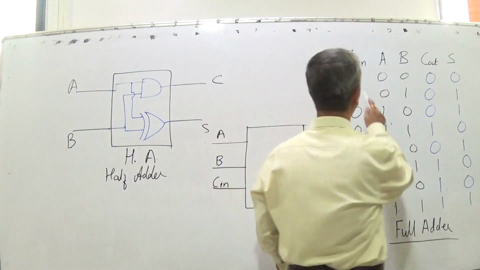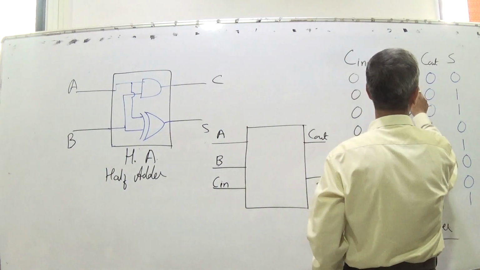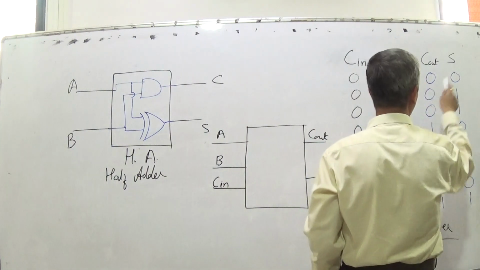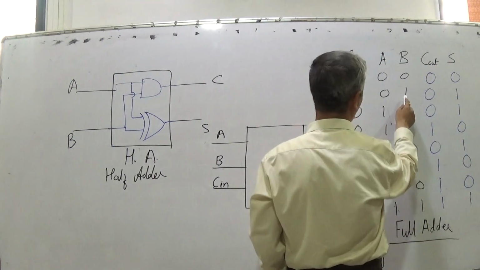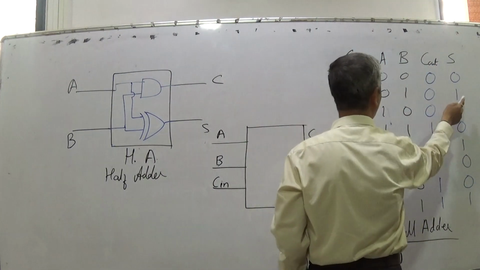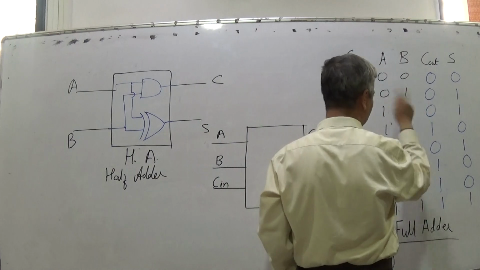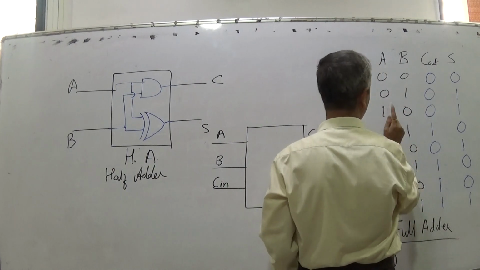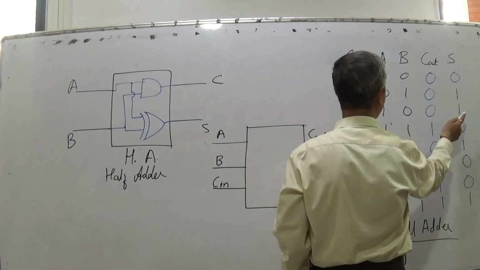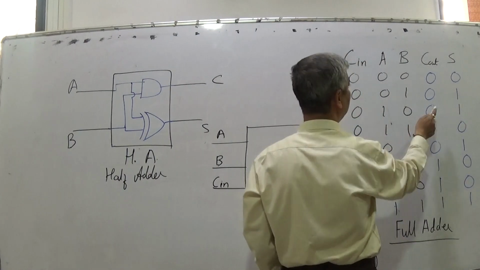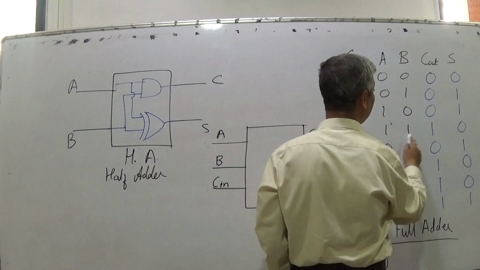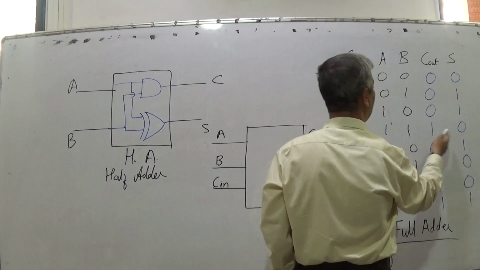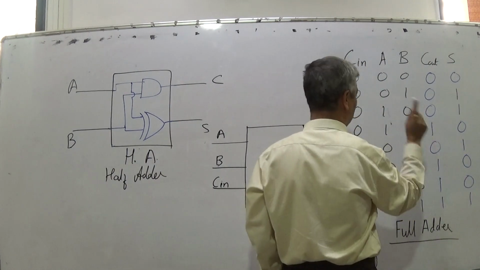So here, no ones: number of ones 0, sum 0, number of ones less than 2, carry 0. Number of ones odd, sum 1, number of ones less than 2, carry 0. Number of ones even, sum 0. And number of ones 2 or more, carry 1.